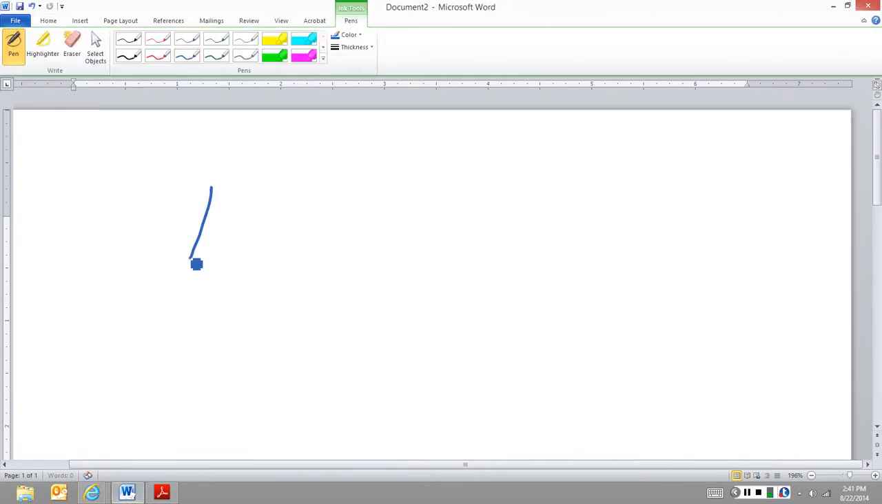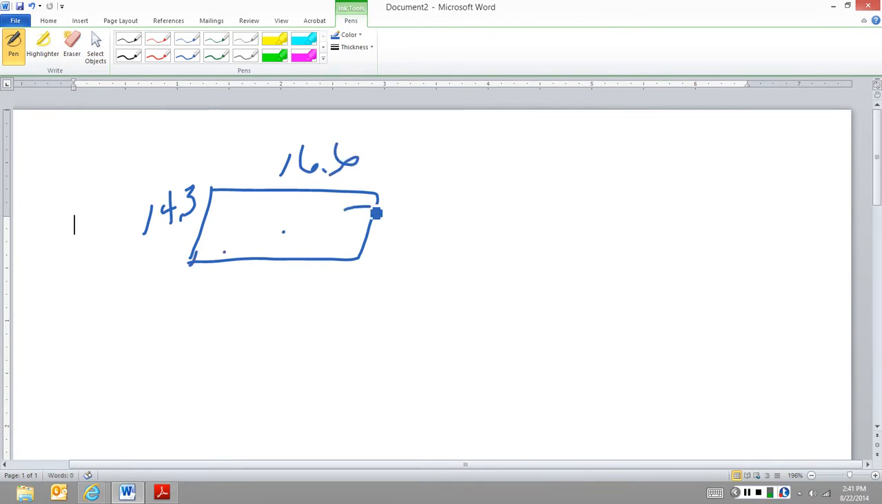And so I have a parallelogram, which looks like this, and those are parallel. So then I have 14.3 and 16.6, and then I have this diagonal here, and it is 24.3, and I want this angle right here. So what I've done is I've created a triangle here. You can see that, even though I can't draw. And I want to find this angle.